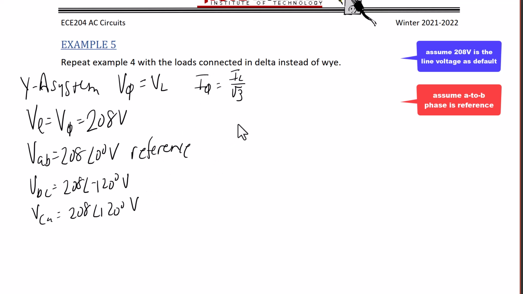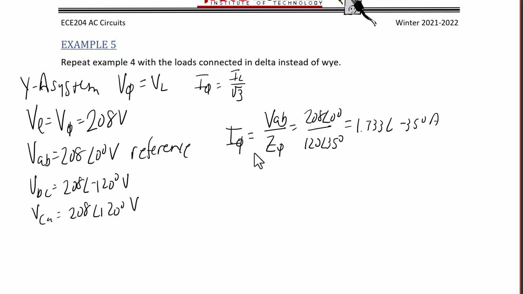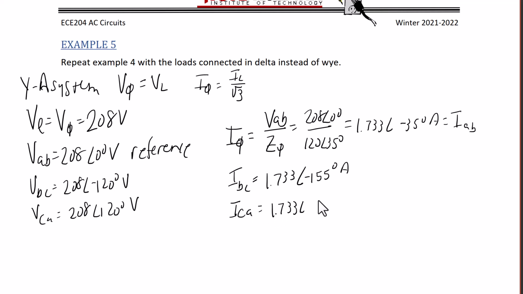Now we are going to find our phase current. So our phase current is going to be found by using VAB over Z phi. So that's going to be 208 with an angle of 0 degrees over 120 with an angle of 35 degrees. That's our phase current. So it's 1.733 with an angle of negative 35 degrees. So then we'll delay the other two, and this one is IAB. And so then we're going to have IBC is equal to 1.733 with an angle of negative 155 degrees. And ICA is equal to 1.733 with an angle of positive 85 degrees.